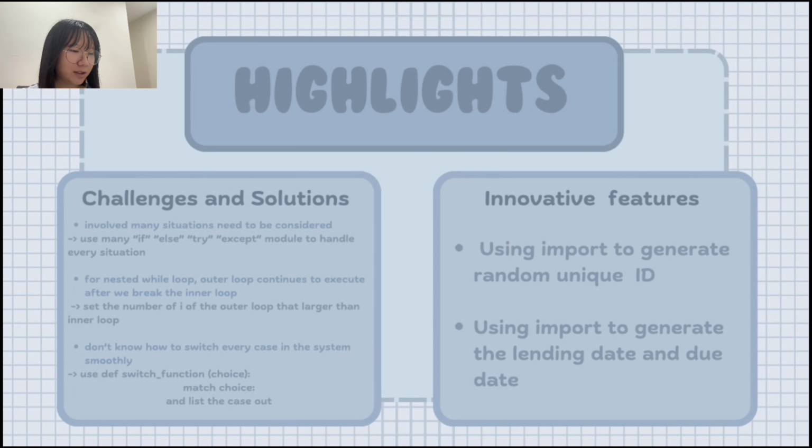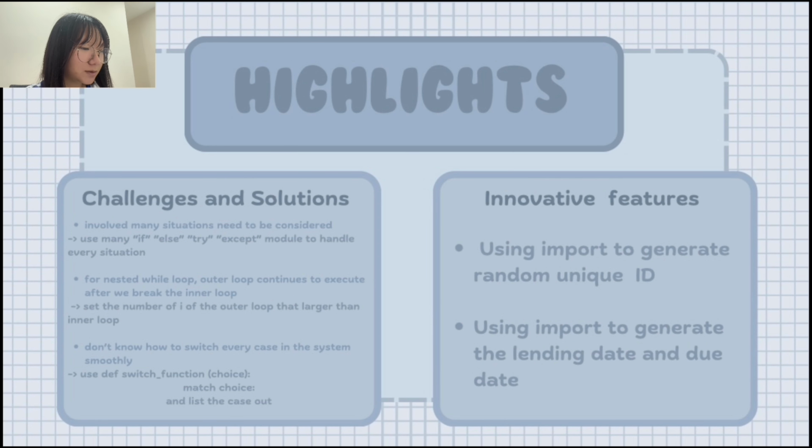Besides, another challenge is using the while loop well. Usually we would like to use an i equal to 1, while i greater than or equal to 1 statement to make a loop, but obviously we cannot use only this method in this complex system. When we use a nested while loop, there are often situations where the outer loop continues to execute after we break the inner loop, and this bothered us at first. Luckily, we found the solution. We set the number of i of the outer loop larger than in the inner loop. We also use different loop statements in the code, such as the while true statement.